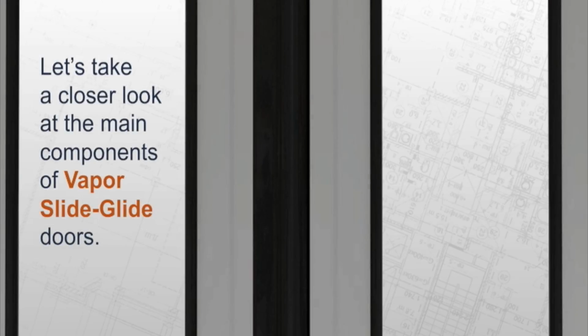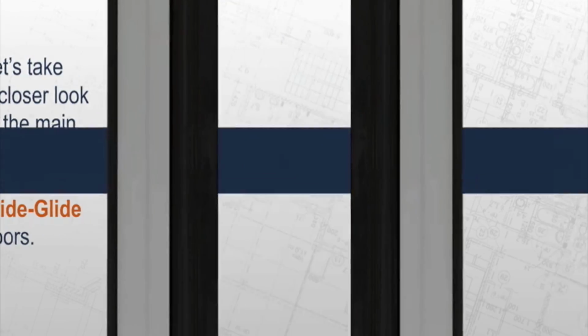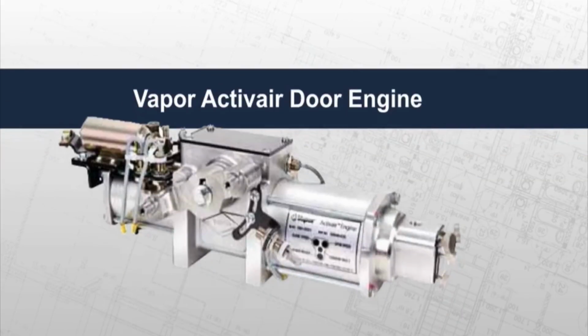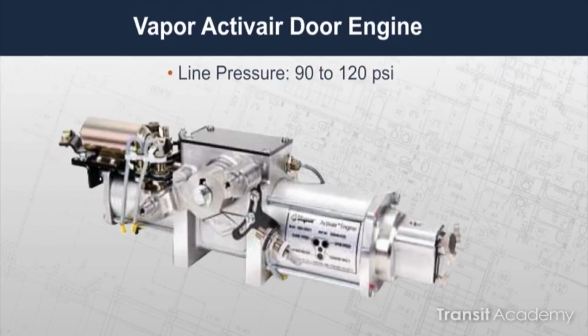Let's take a closer look at the main components of vapor slide glide doors. The first component we'll discuss is the vapor active air door engine. The active air door engine is what powers the movement of the slide glide doors. As we already discussed, it uses pneumatic energy with line pressure of 90 to 120 psi.